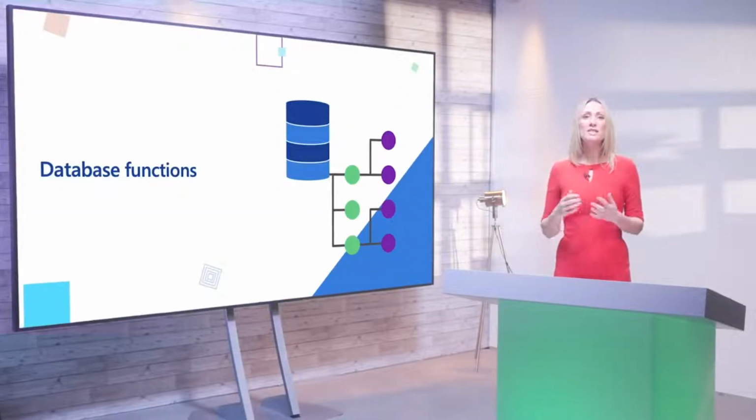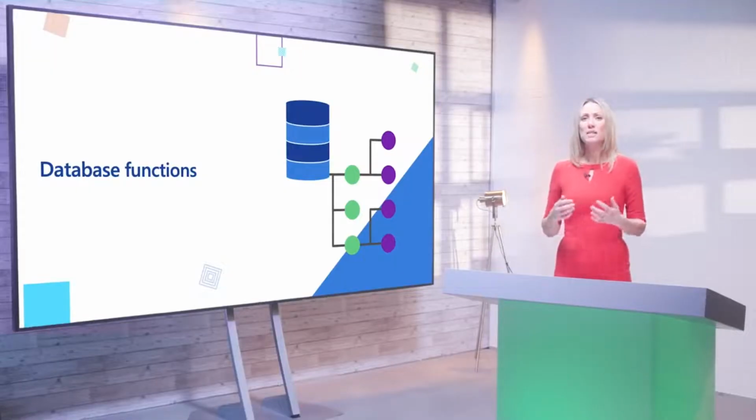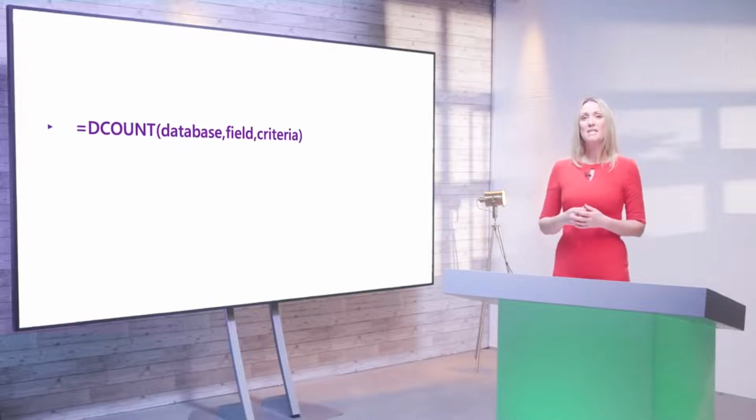Database functions are similar to subtotal functions in that you can use them to perform common operations on a specified subset of data. However, one difference is that unlike with the subtotal function, where the criteria is whether the data is hidden or not, with database functions you use criteria for the data in each column of your data set. The syntax of a typical database function is equal sign, DCOUNT, open parentheses, database, comma, field, comma, criteria, close parentheses.